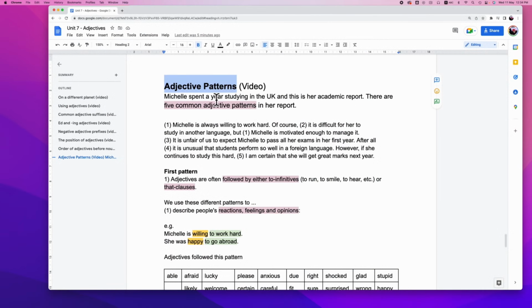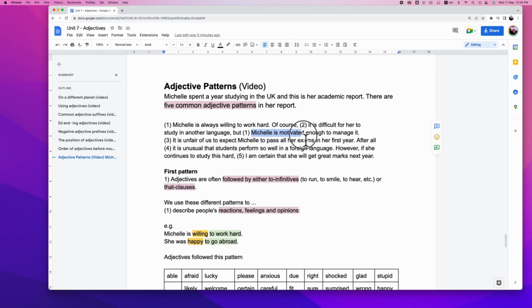Adjective patterns. Michelle spent a year studying in the UK. This is her academic report. Now, there are 5 different common adjective patterns in her report. Take a look at them. Michelle is always willing to work hard. Of course, it is difficult for her to study in another language.